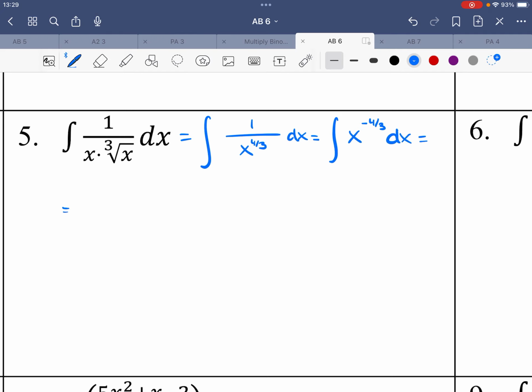Power rule is going to be adding 1 to the exponent. So negative 4/3 plus 3/3 is going to be negative 1/3, divided by that new exponent, plus c. We need a c as soon as we get rid of the integral symbol. And I'm going to clean that up: divided by 1/3 is the same as multiplying by 3. And we can keep the negative in the exponent, or you could divide it by x to the 1/3. Something like that.